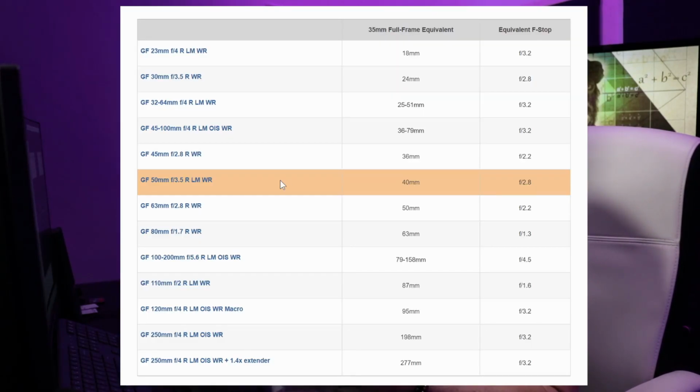So if we just come down over here, let's go down to like a 50 millimeter. If you put on the GF 50 millimeter f 3.5, now the equivalent to that 50 millimeter would be 40 millimeter on a full frame. And the f-stop would be 2.8. Now that would make sense, right? Because you have a larger sensor in that GFX 100 in comparison to a 35 millimeter. The real estate is a heck of a lot bigger when it comes to that medium format or crop medium format, okay?